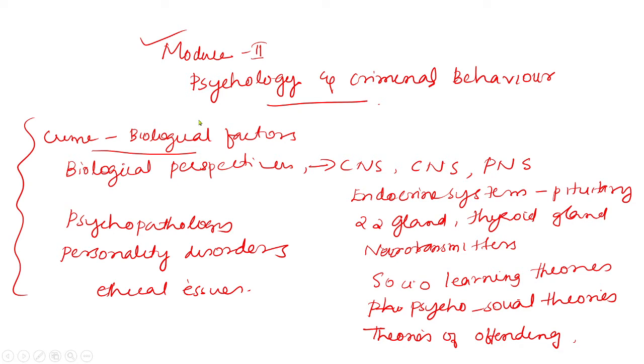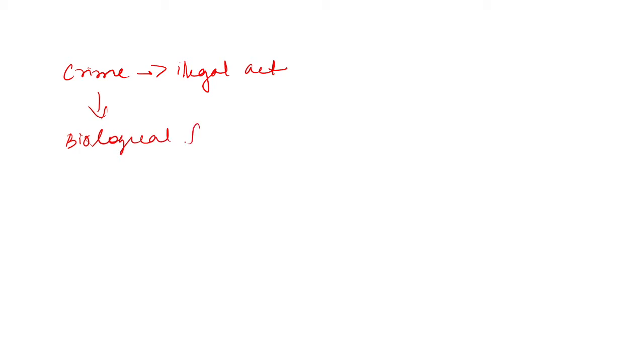So we all know what a crime is. Crime is an illegal act. So how is this crime related with, or how are the biological factors involved in doing these kinds of illegal activities? So crime is an illegal act, and how is this crime related with the biological factors? So what are the biological factors involved in doing crime?